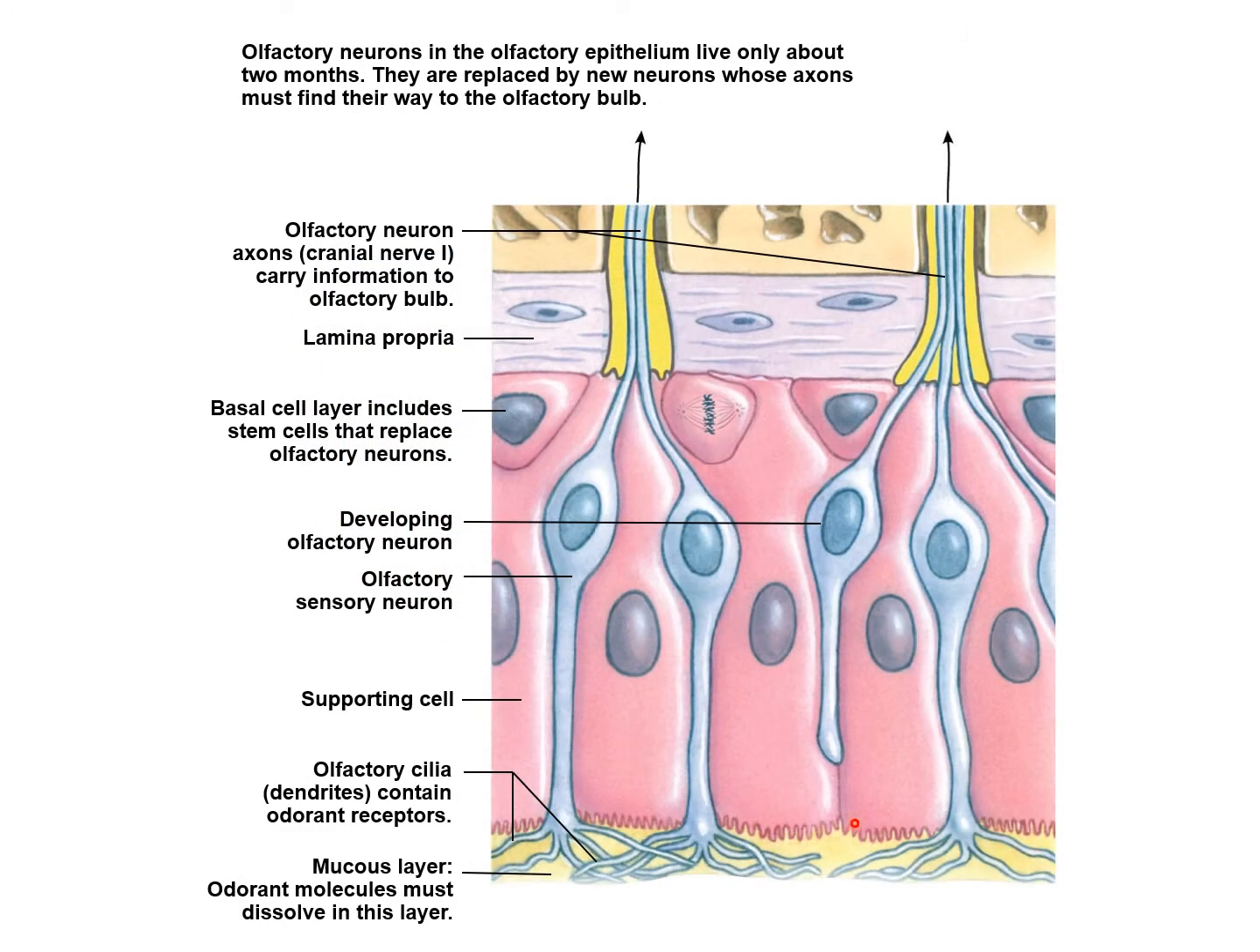The point of this figure is to show you that the receptors, the chemoreceptors, are embedded in, are encased in this mucus layer, and the odorant molecules must be able to diffuse into that layer. If they can't diffuse or they don't diffuse very well, then they will not be perceived.